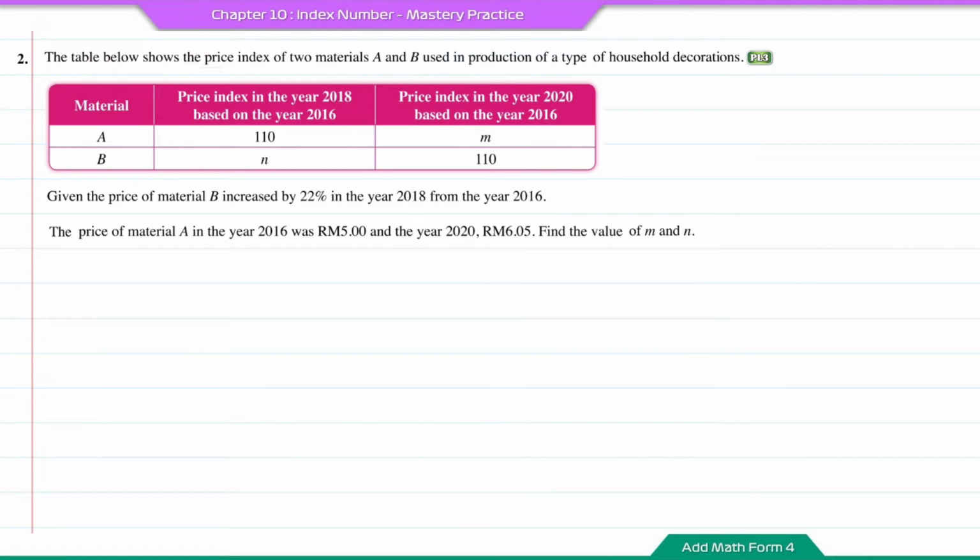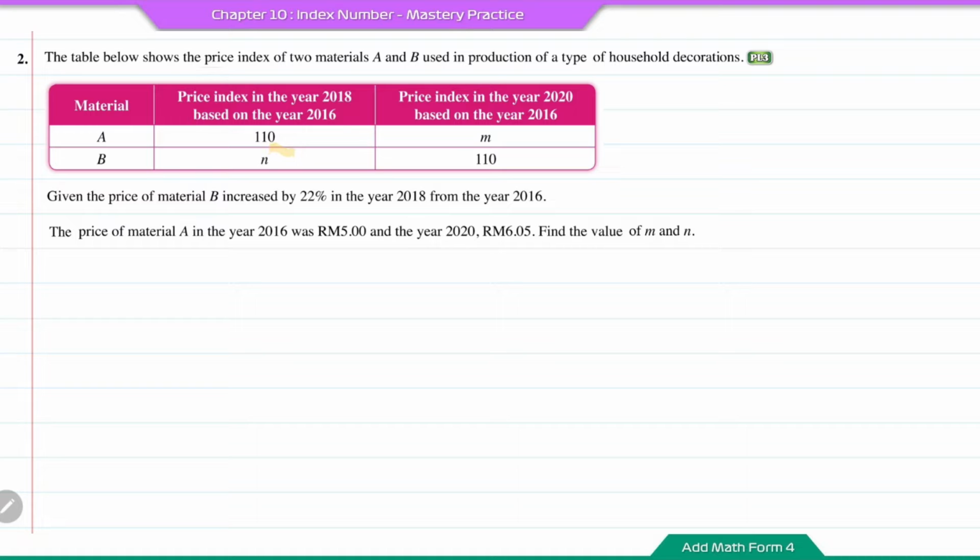Question number 2. The table below shows the price index of two materials, A and B, used in the production of a type of household decoration. Given the price of material B increased by 22% in the year 2018 from the year 2016. The price of material A in the year 2016 was 5 ringgit, and in the year 2020 is 6.05 ringgit. Find the value of M and N.